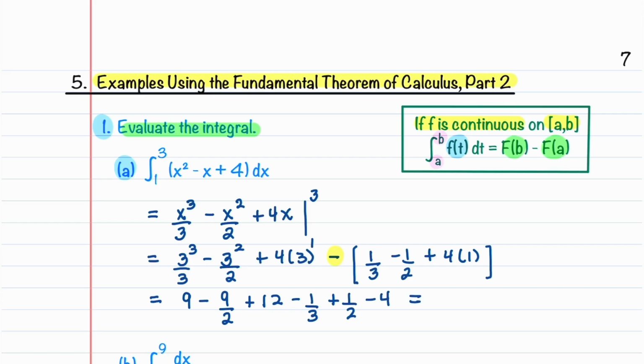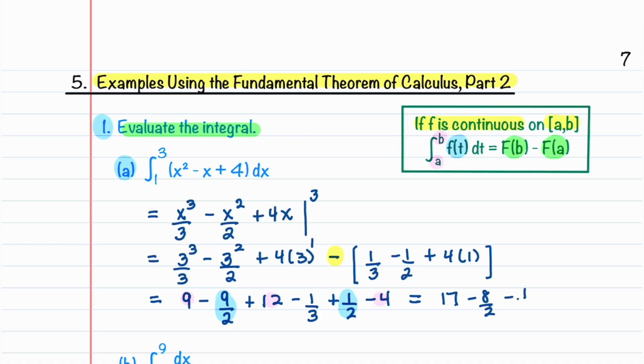Let's add our constants first. 9 plus 12 minus 4. That is 5 plus 12, so that gives us 17. And then we have minus 9/2 plus 1/2. That gives us minus 8 over 2.